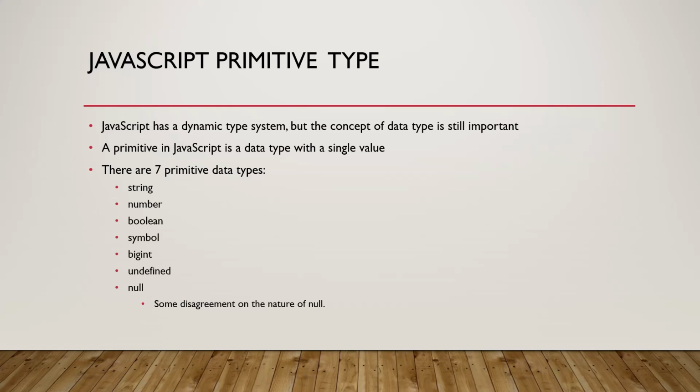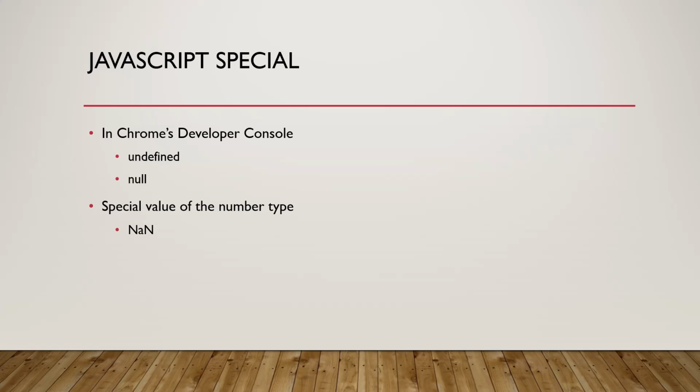Is it really a primitive data type? I'm going to categorize it that way because it has all the behaviors of a primitive data type, but we'll see what the nature of the discussion is anyway. So this is going to be about what's special in JavaScript. We're going to look in Chrome Developers Console. We're going to look at the behavior of undefined, what null is, and the distinction between undefined and null. And then we're going to look at a special value of the number type, NaN, or not a number.